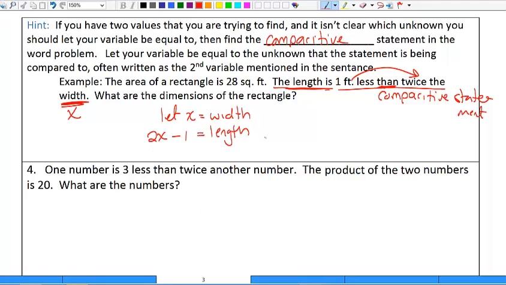Okay, now we're not going to actually finish this problem until later. I was just trying to get you to understand that the length is 1 foot less than twice the width is the comparative statement, which is going to help you figure out what the x is. So let's practice this on the next problem.